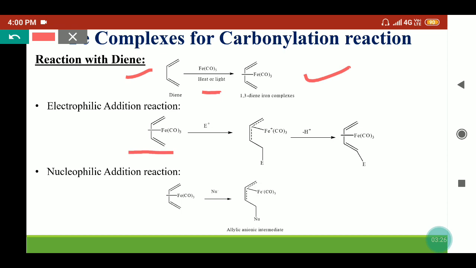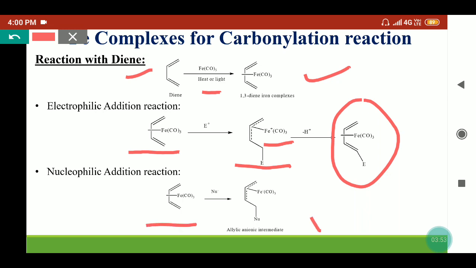This 1,3-diene iron complex can react with an electrophile to give this complex, an allylic cationic species. So instead of the carbon cation, we have shown the positive charge on the iron metal. If it releases an H plus ion, then we'll get this type of moiety. Suppose a nucleophile is added to the 1,3-diene iron complex, then we'll get allylic anionic intermediates.